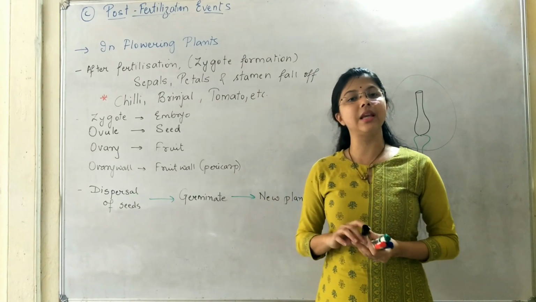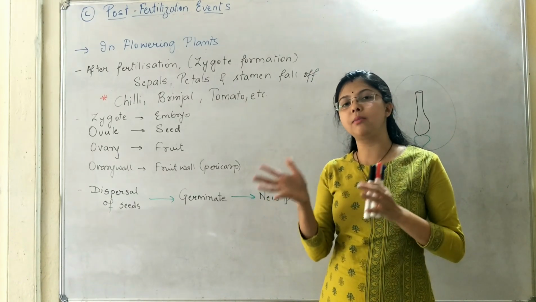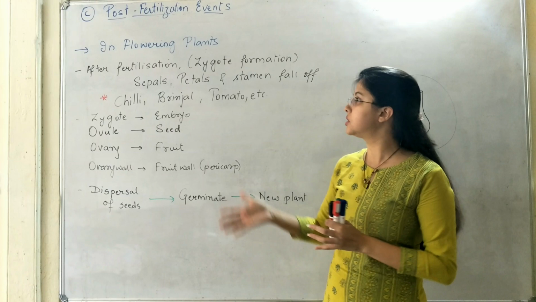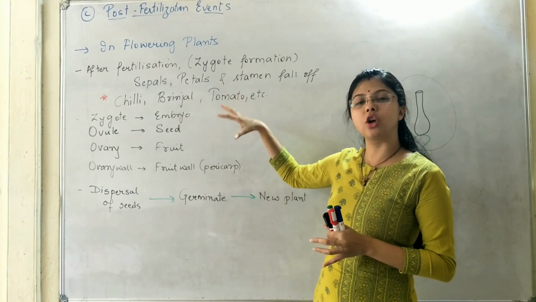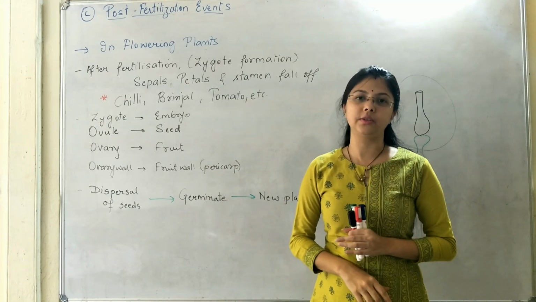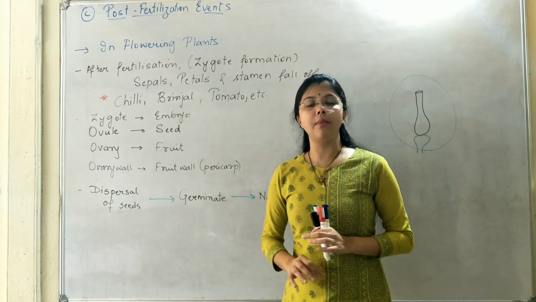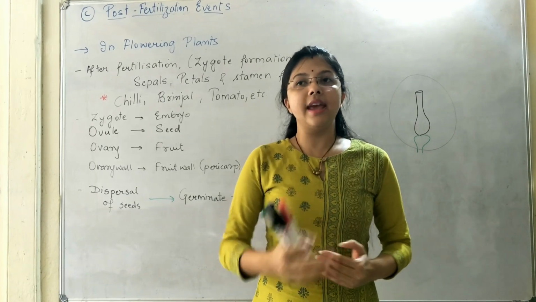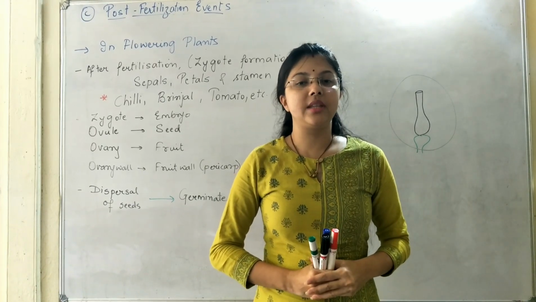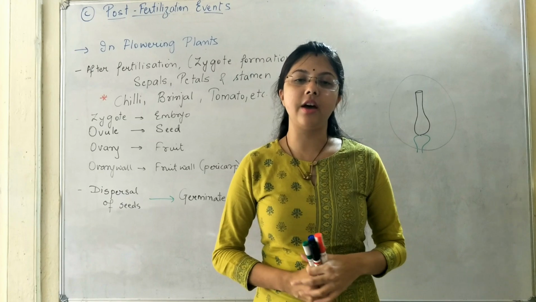In case of animals, embryogenesis can be discussed by studying oviparous and viviparous organisms. In flowering plants, this can be discussed by the type of structures that are formed from the flower. This is all about reproduction in different types of organisms. Next, we'll be starting with the next chapter, that is sexual reproduction in flowering plants.